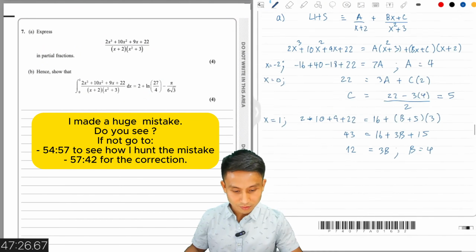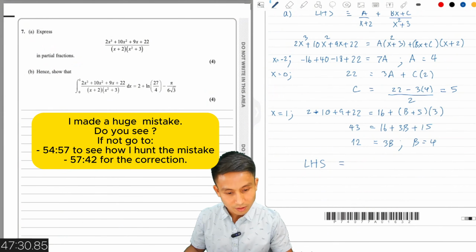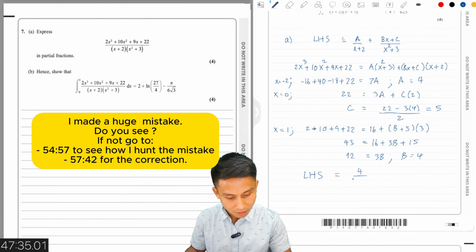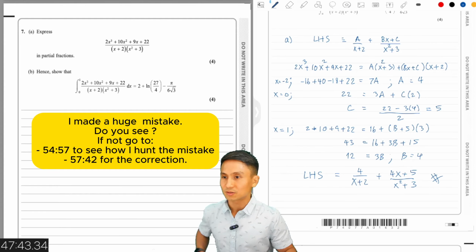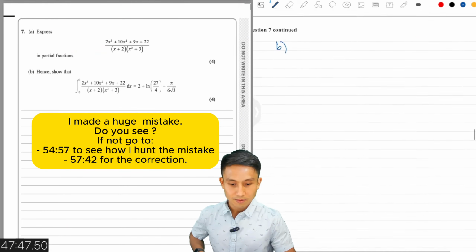And now we found it. So the left-hand side is just going to be equal to A is 4 over x plus 2, plus b is 4x, and then c is 5, divided by x squared plus 3. So that's the partial fractions form. Okay, that's part A done.